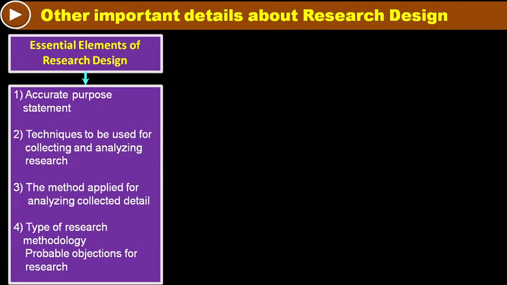Now we will discuss some essential elements of research design. A good research design should have these essential elements. The first one is an accurate purpose statement. The research design should have an accurate purpose statement. Second, techniques to be used for collecting and analyzing the research: what techniques we will use for collecting the data and for the analysis of data. The methods applied for analyzing the collected details. The type of research methodology: what research methodology will be used. Probable objections for research.